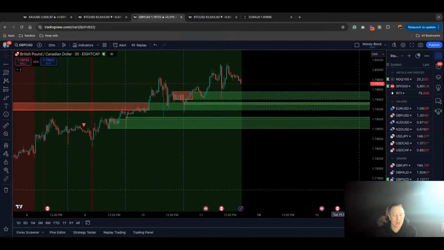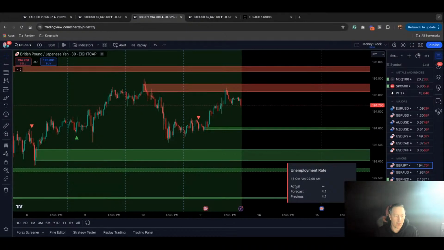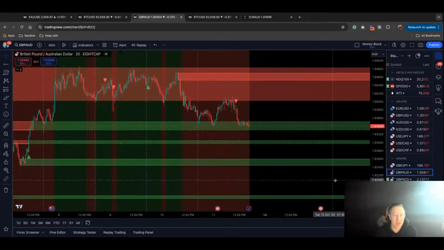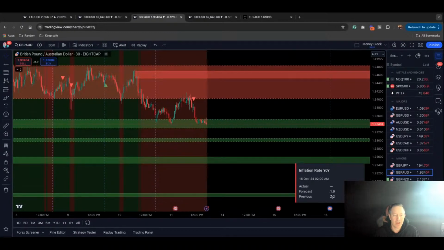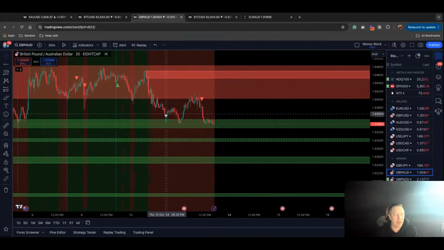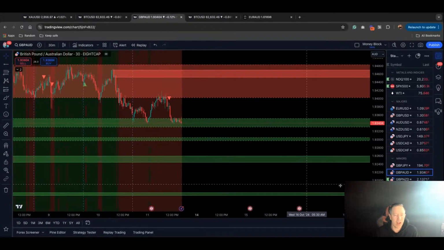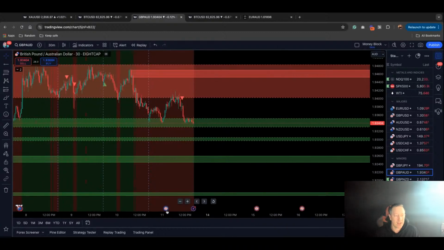As we are looking into it, we can also look at it this way: there's news, the unemployment rate on the 15th, which is a couple days away. GBP AUD, same thing. There is the unemployment rate and inflation rate. So what typically happens is positions like this are going to come down and test these positions again before the news, and then at the news it will either A, retrace back up, or B, continue down as it goes into it.